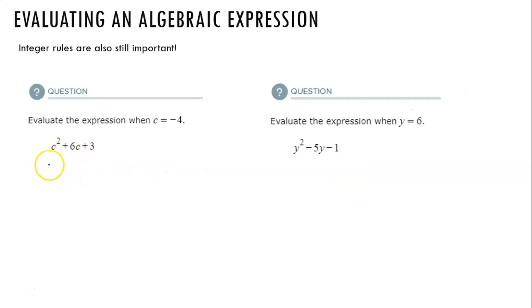When we substitute, don't forget to think about how your negatives impact the exponents. We're replacing c with negative 4. Negative 4 squared is negative 4 times negative 4, which is positive 16.